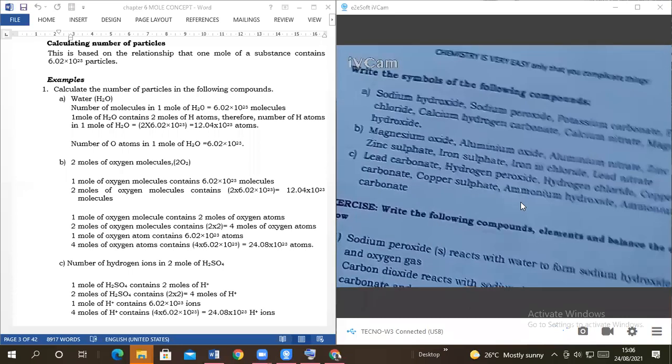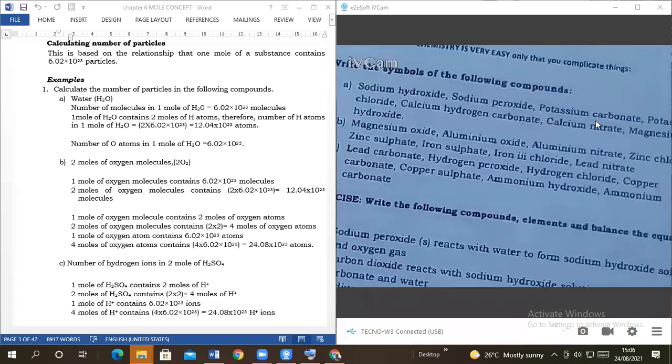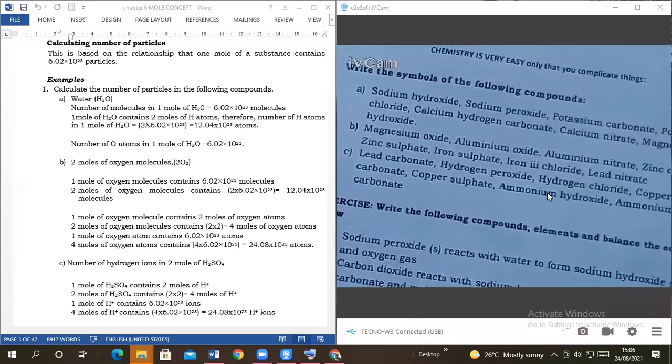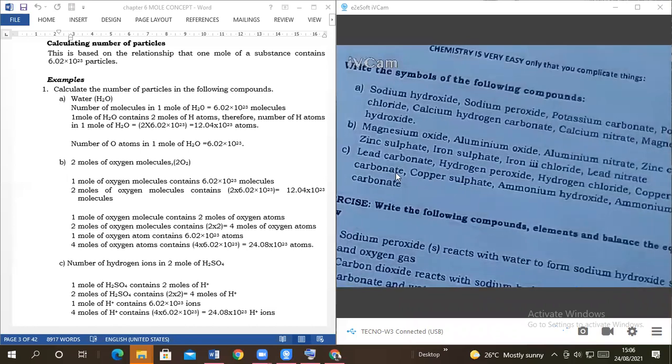So these are the ones: sodium hydroxide, sodium peroxide, sodium potassium carbonate, magnesium oxide. All these compounds, learn how to write them. Those who can take screenshots, you can do so. Then you write. Because without this knowledge, you cannot write any relative atomic mass of any substance.